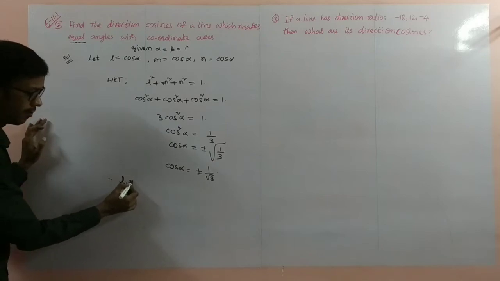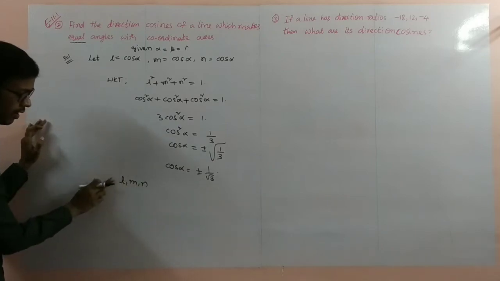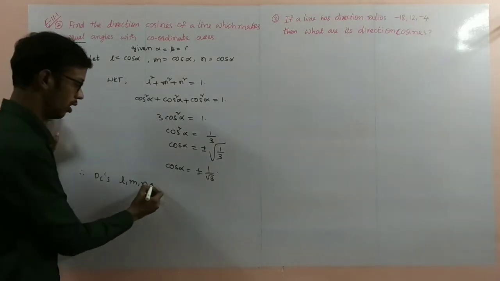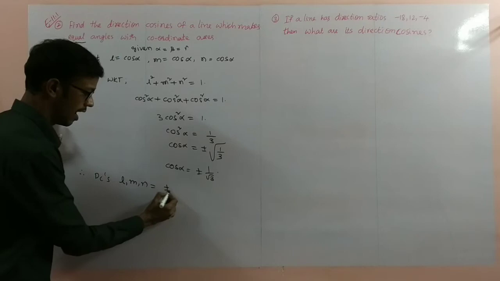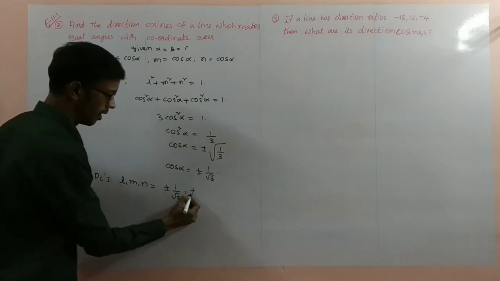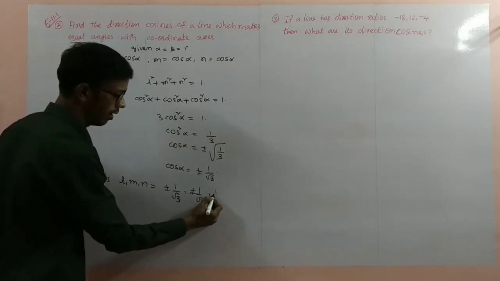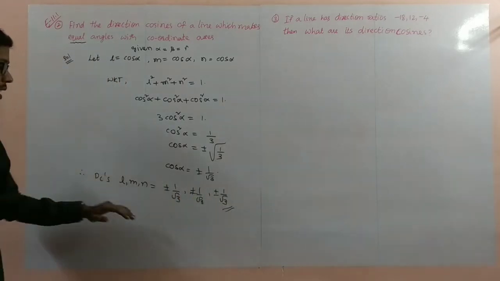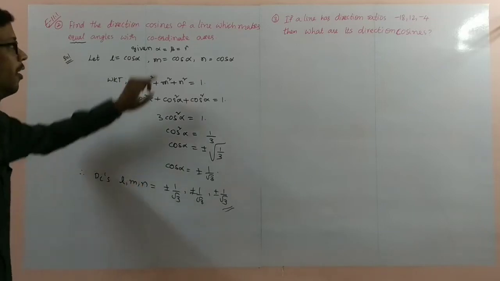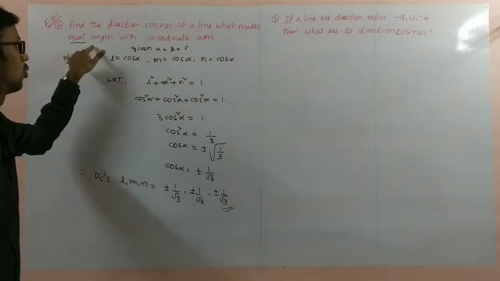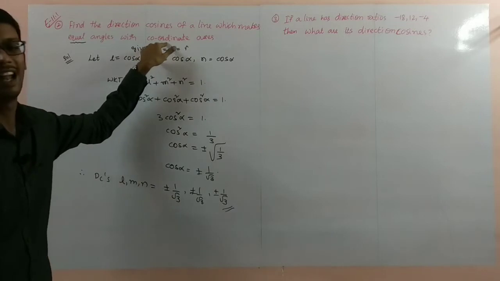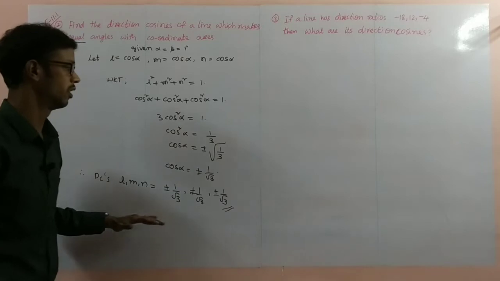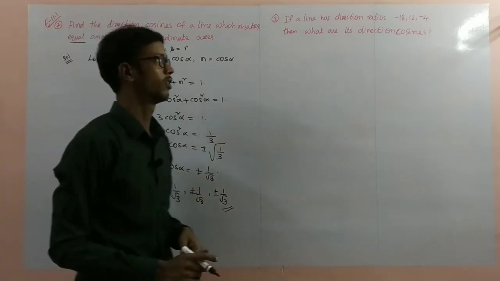Therefore, the direction cosines l, m, n equal to plus or minus 1 by root 3, plus or minus 1 by root 3, plus or minus 1 by root 3. These are the direction cosines of a line which makes equal angles with the coordinate axes. Coordinate axes means x-axis, y-axis, z-axis. So this is a way of finding the direction cosines.